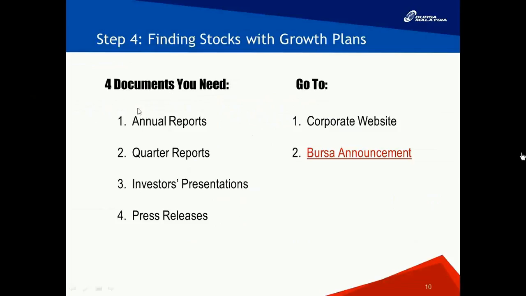Usually, at minimum, a company will provide you with 2. But there are stocks, especially the ones that are doing very well or the very big ones, that will do more. They will issue investor presentations, a presentation slide like this to tell you about the company's future plans, or they will issue a press release to tell you how the company is doing. With that, I would like to take you on a tour to Bursa announcements.